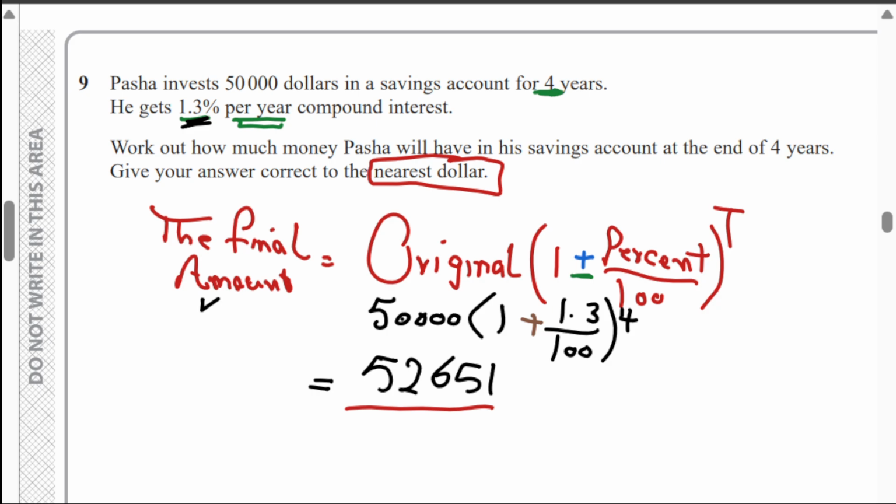How was it? Was it easy? Can you try the same question? Imagine that he invested 20,000. The bank is giving him 2% and do it for 4 years. Just for the sake of practice, try this and comment your answer.